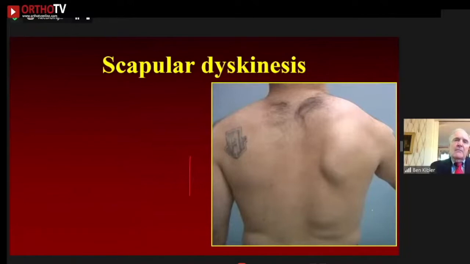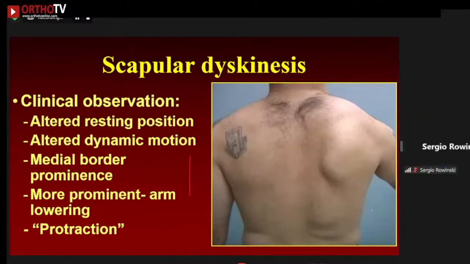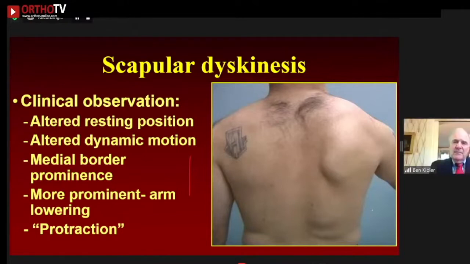Now, alteration of that is called scapular dyskinesis. This is a clinical observation at this point in time. It's an altered resting position or altered dynamic motion as the arm moves. And the key on this is prominence of the medial border of the scapula so that you can actually visually see this. We call this protraction, and it's more commonly seen as the arm is brought down from the overhead position. We'll show some examples of that.